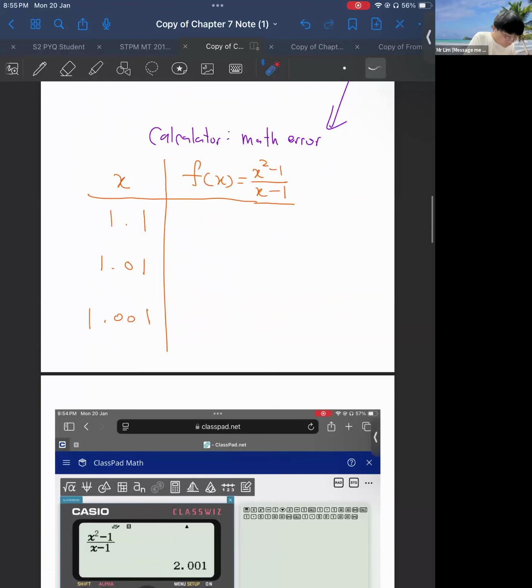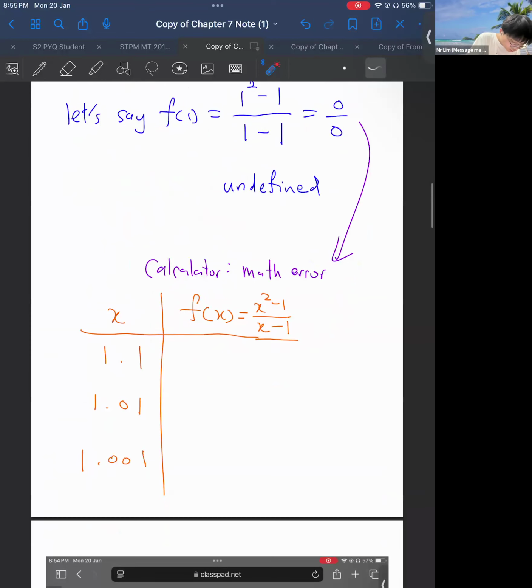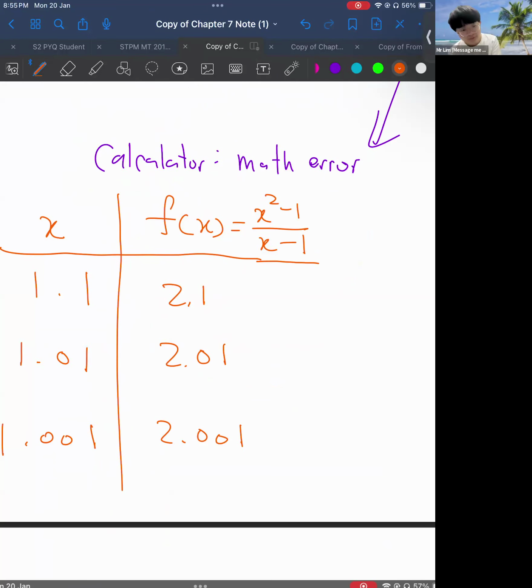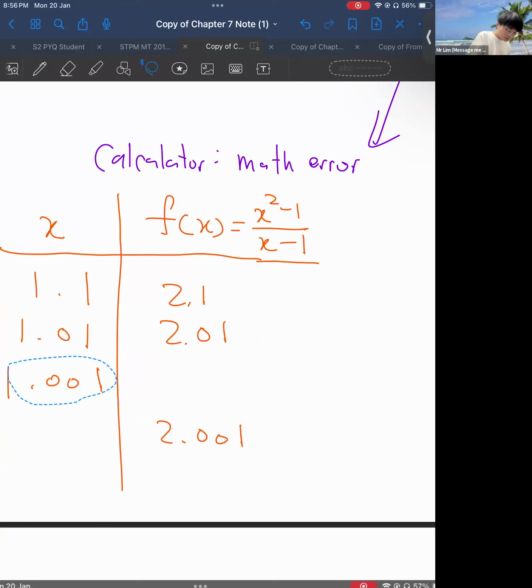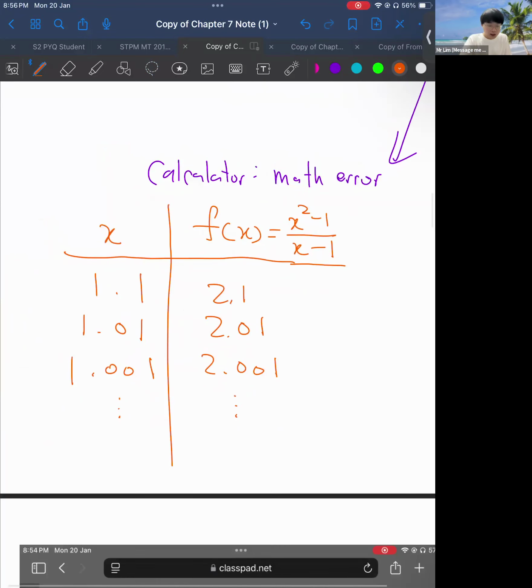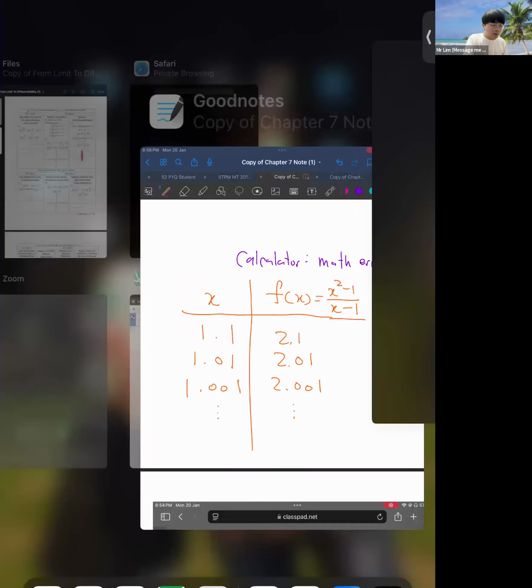Okay, so the values are 2.1, 2.01, 2.001. Okay, so can you see the pattern? Can you see the pattern? Right? If we keep doing this process, the x is getting closer and closer to 1, f(x) will be getting closer and closer to 2. Correct? If I keep doing this, I put a dot, dot, dot, meaning that I keep doing the same process. But I don't put exactly 1. If you put 1, the calculator will show you a math error.